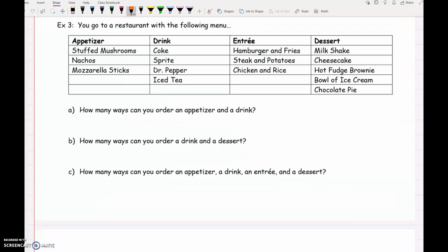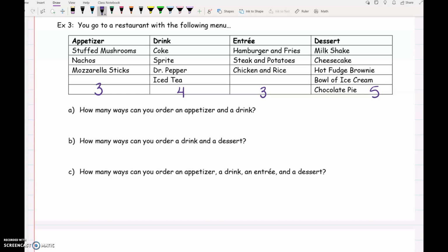Here's a restaurant example. And I like to go through and actually write the numbers in. So there are 3 potential appetizers, there are 4 potential drinks, there are 3 entrees, and there are 5 desserts. I like this restaurant. 5 dessert options, that's money. And they have Dr. Pepper on the drink menu. I'm set. Totally set. How many ways can you order an appetizer and a drink?